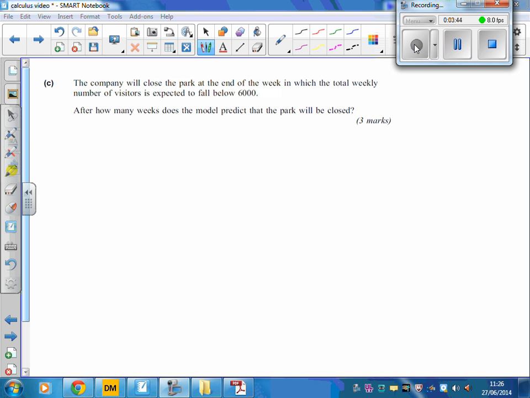Part C says the park will close when the expected number of visitors falls below 6,000. After how many weeks does the model predict the park will be closed? Right, so I think the easiest way to tackle this is to go back and just do trial and improvement. So if we substitute into our original equation, which was 20,000 times t times e to the minus t over 3.